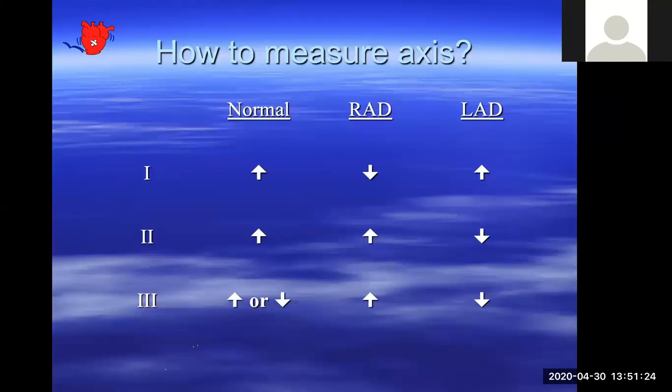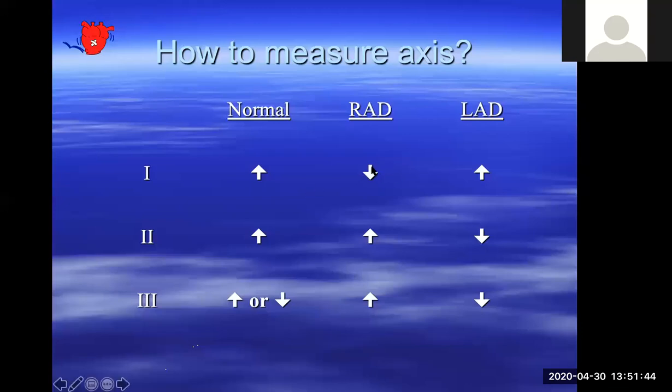Now, how do you measure it? The simple rule that I use myself. So what you do really, look at the ECG. Look at lead 1 and lead 2. If lead 1 and 2 have the R wave positive, this is normal axis. Just look at lead 1, lead 2, both positive, tell them it's a normal axis. Don't do anything more. Okay?